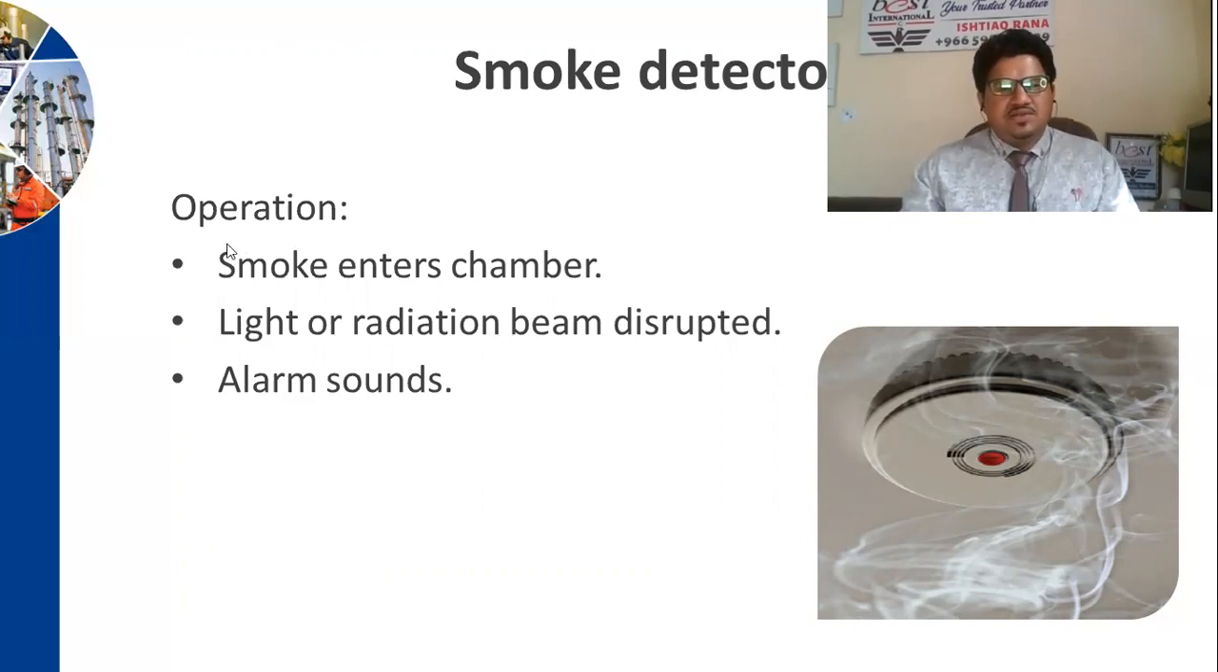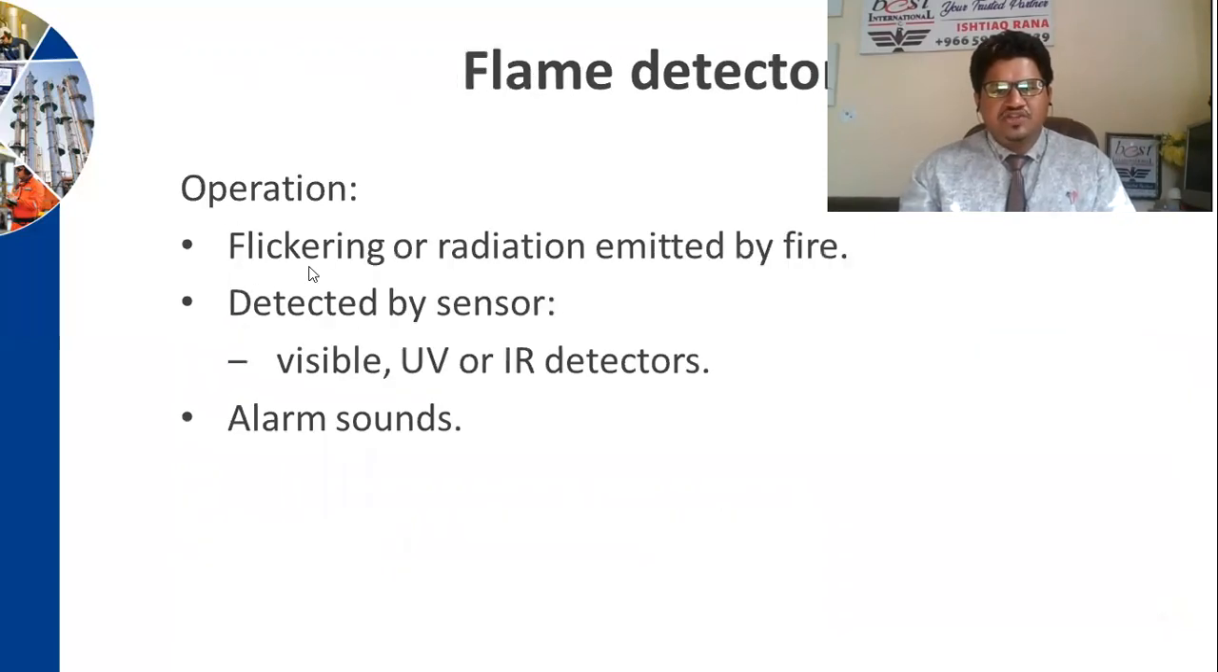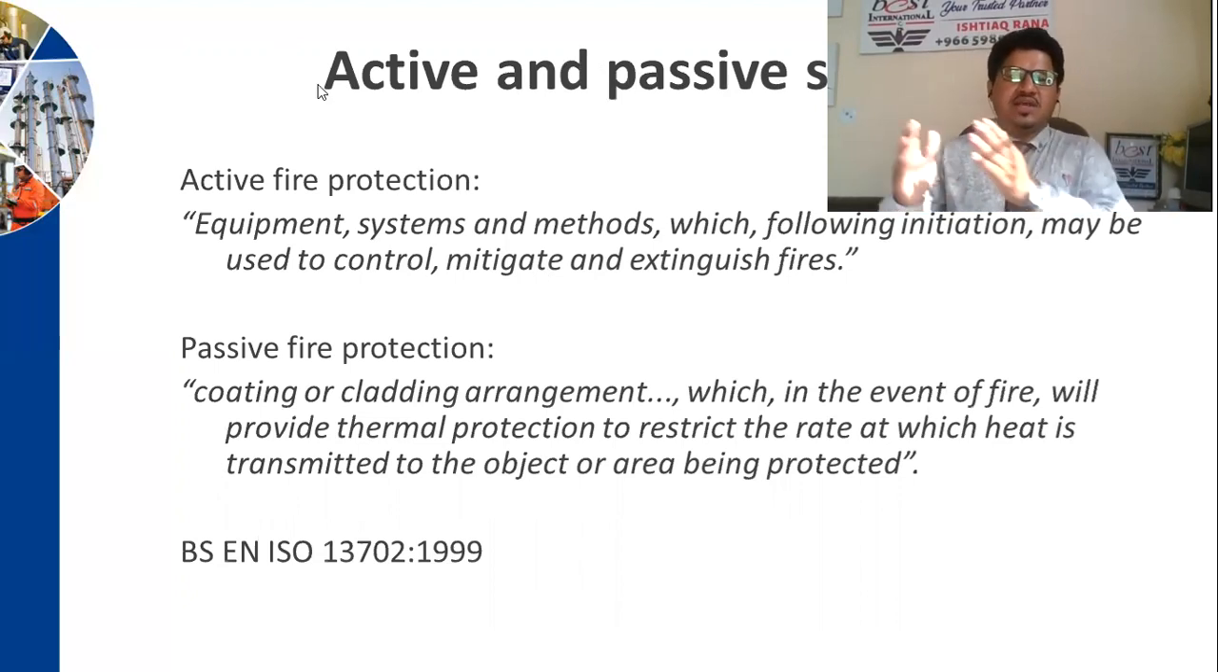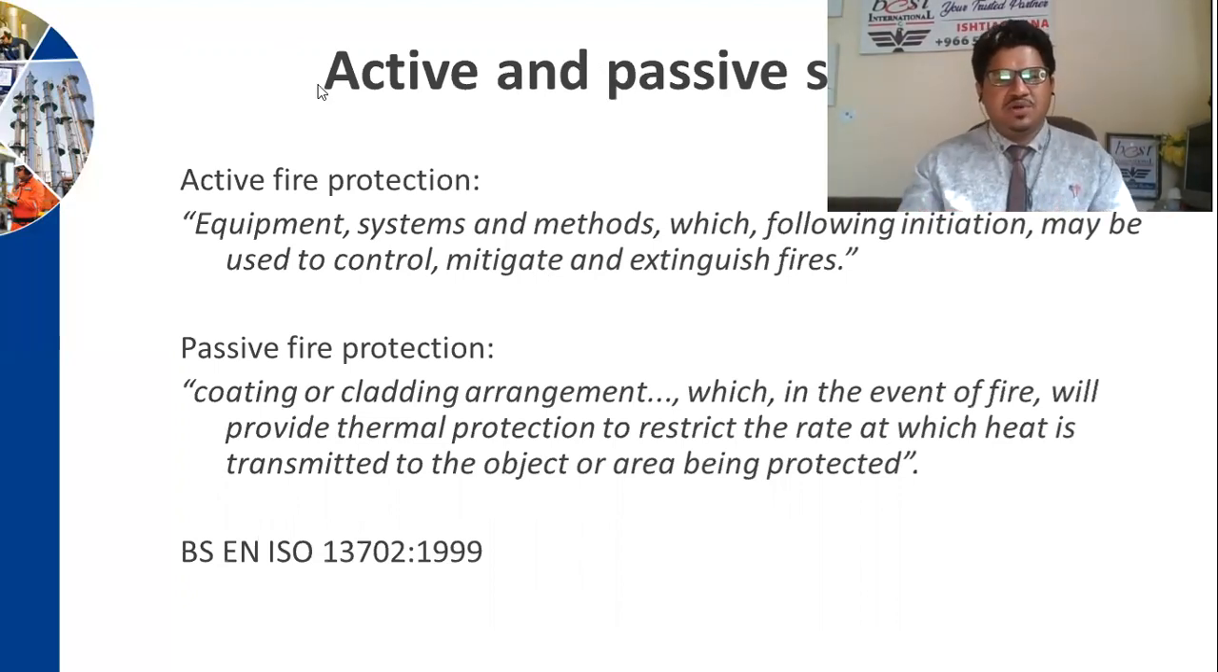Now, smoke detectors: in operation, smoke enters the chamber, the light or radiation beam is disrupted, and the alarm sounds. Operation could also be based on flickering or radiation emitted by fire, detected by a sensor like visible, UV (ultraviolet), or IR detectors, and the alarm sounds. Active and passive systems can also be used for controlling. This is another important point to understand, an important slide to remember: what are active and passive systems, and what is the difference between them.